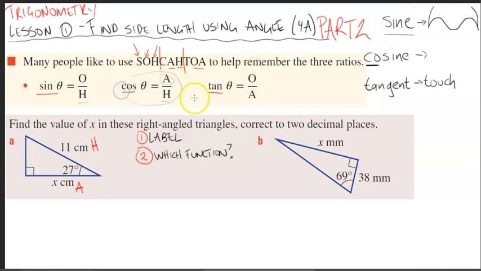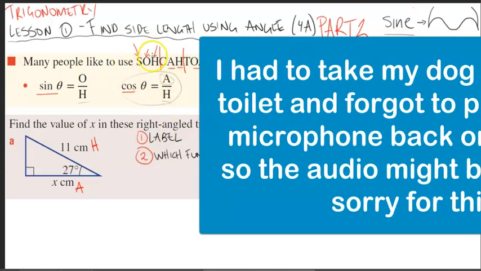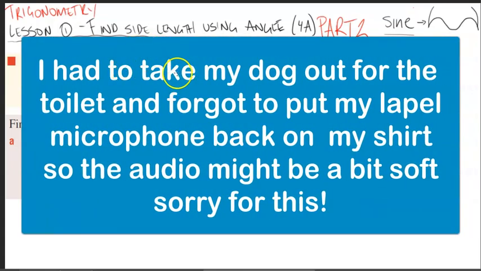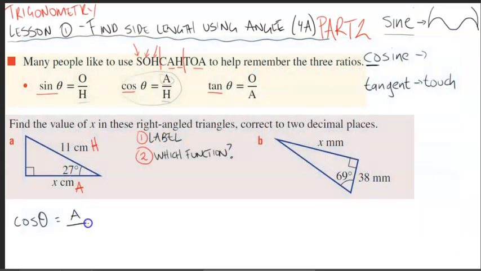And this is where that SOH CAH TOA comes into play. You think CAH, A-H, CAH, cos, C for cos. So which function? We use the cos function. So we're using the cos of this angle is equal to A over H.